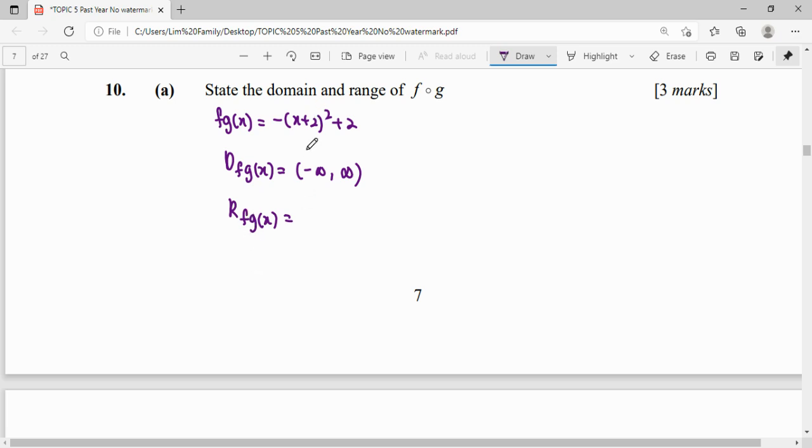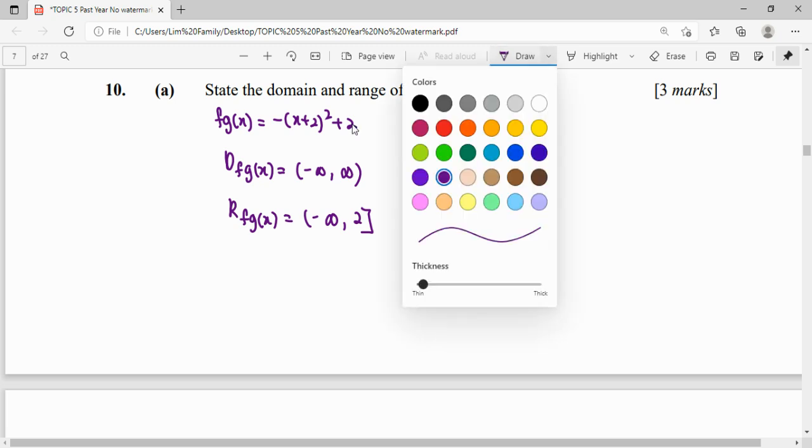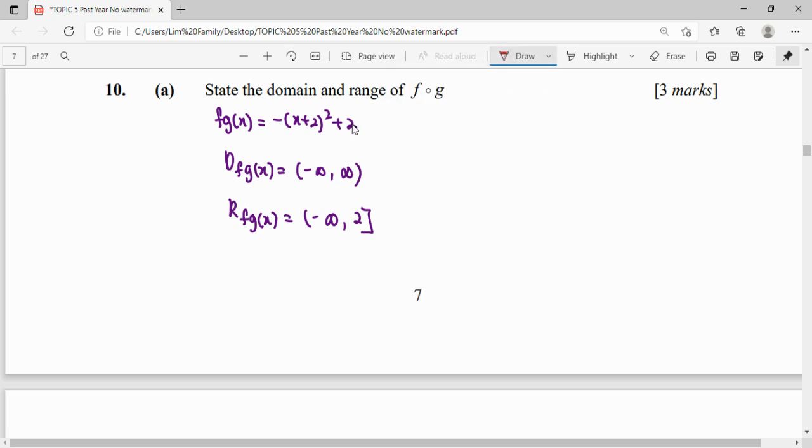Range is a special case. Quadratic is a special case for range. So we're going to look at this quadratic characteristic. We can see it goes from negative infinity up to the maximum value, which is 2. So here we get our marks. This is the answer for both of them.